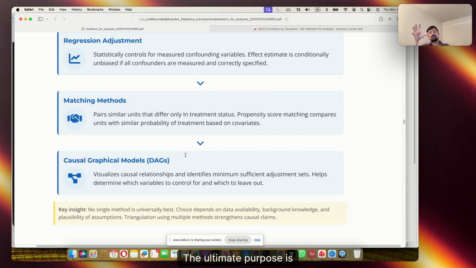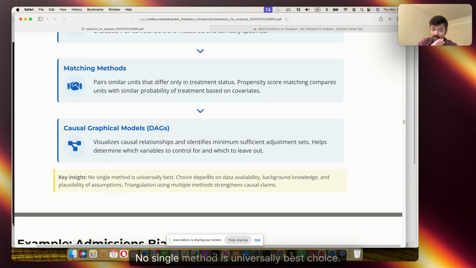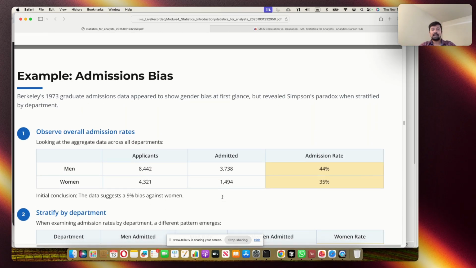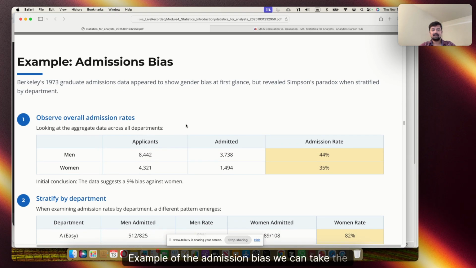The ultimate purpose is you need to identify the causal inferences, you need to make sure the correlations you are seeing, the associations you are seeing, the relationship you are seeing is not affected by the confounders, by the different kinds of covariates. No single method is universally best. Choice depends on the data availability, background knowledge, plausibility of assumptions, and the datasets, and the kind of data that you are using, from the distributions, from the hypothesis, and the kind of interpretations you are going to make. Example of the admission bias, we can take the example.